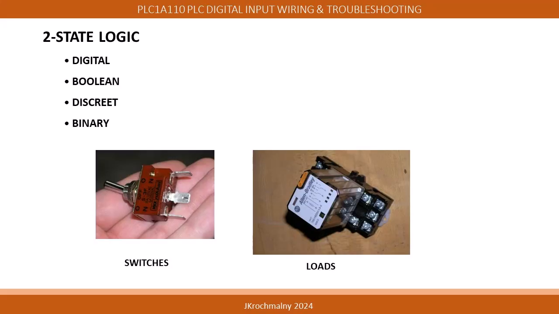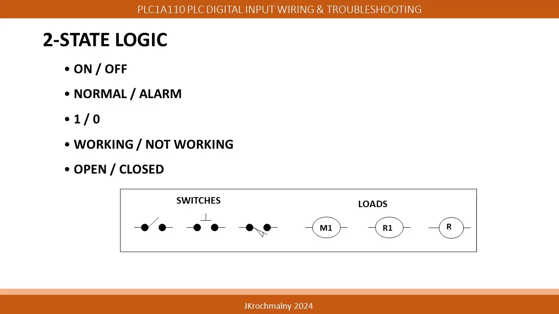Such terms as digital, Boolean, discrete, and binary are used by different automation system manufacturers to identify technology having logic of only 2 states of condition. Devices such as switches and loads usually have only 2 conditions of operation. Switches are either opened or closed. Loads are either energized or not energized. These are examples of technology having only 2 states of condition. For this presentation, the term digital will refer to this type of logic application.